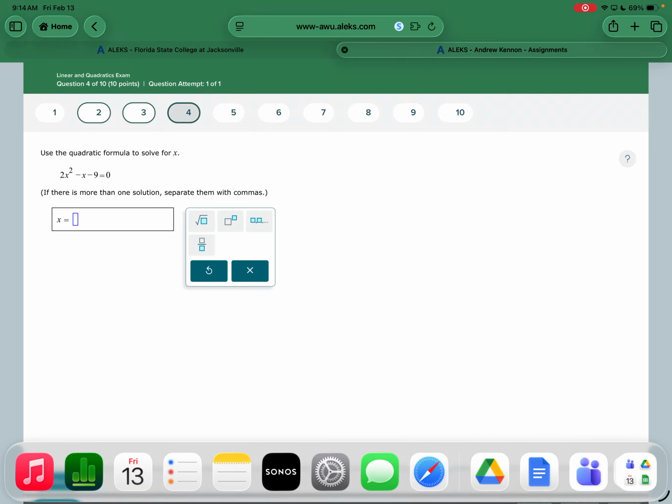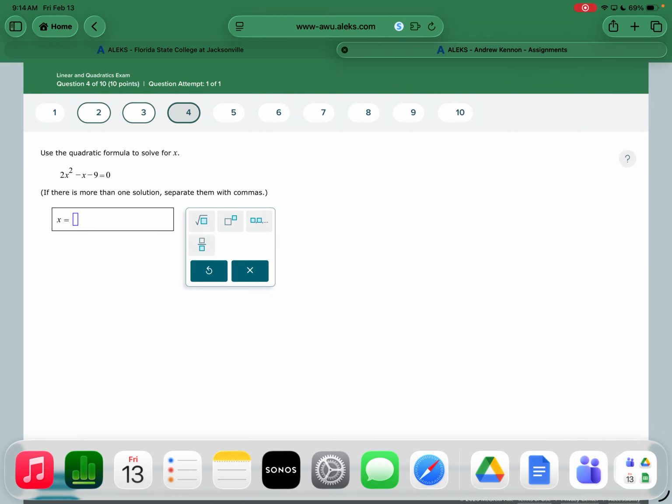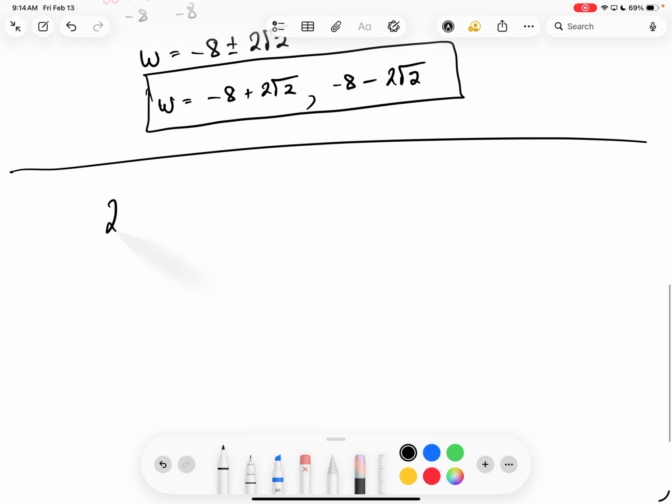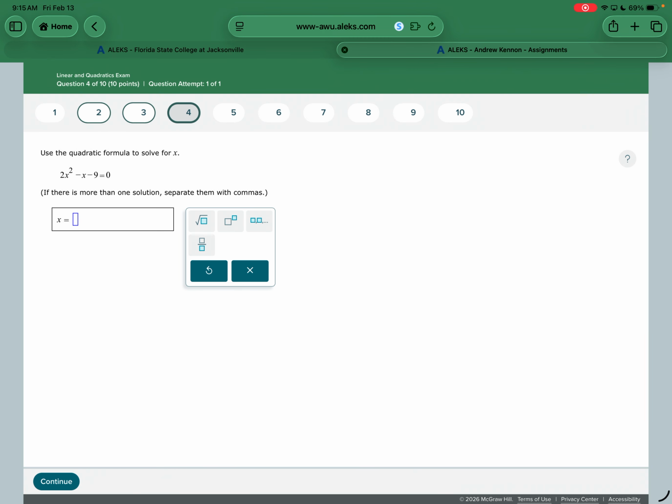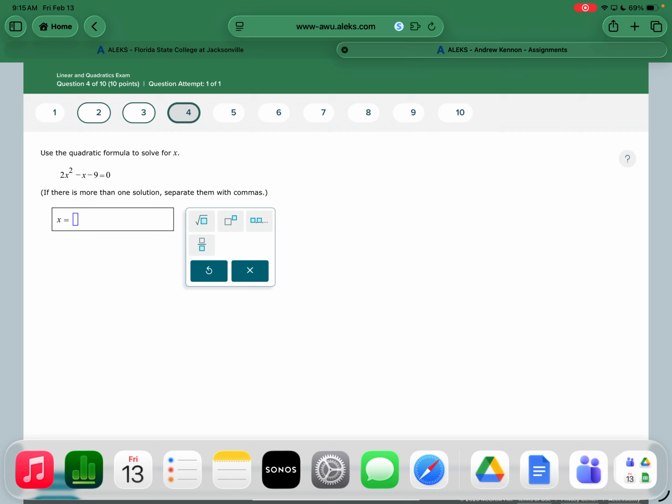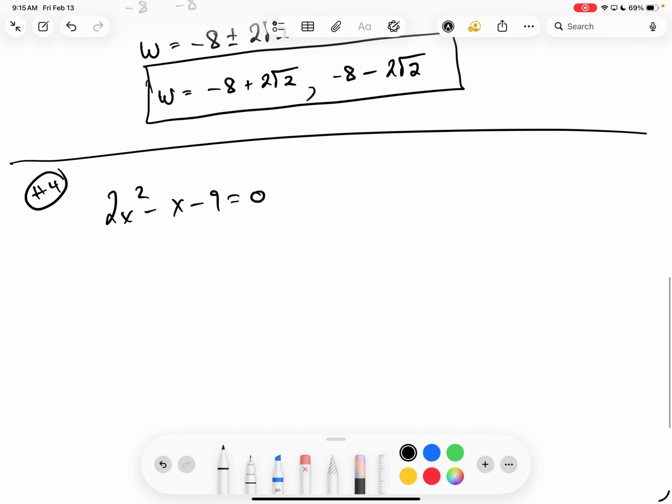2x squared minus x minus 9 equals 0. Let's go back just a second. This one says right there to use the quadratic formula, so you know it's not going to factor. 2x squared minus x minus 9. You know it's not going to factor. This is one that y'all got to remind me of, okay? But I will write this on the board. You do not have to memorize this.